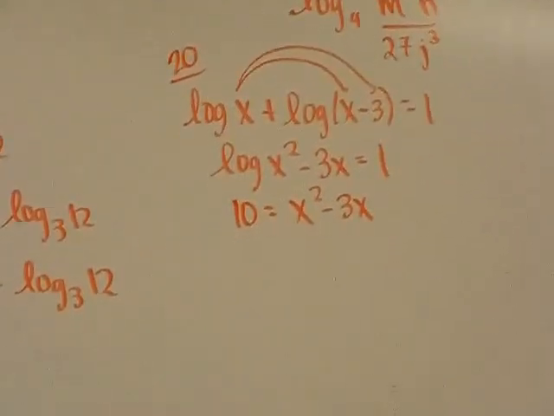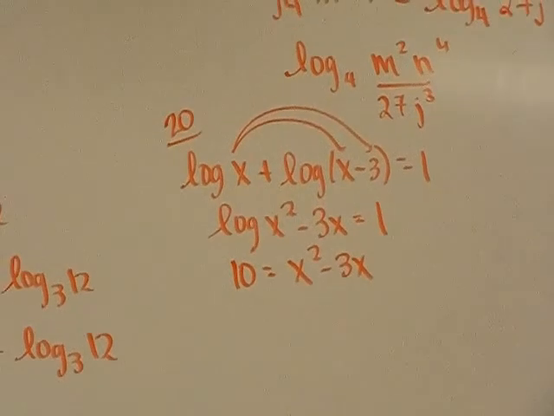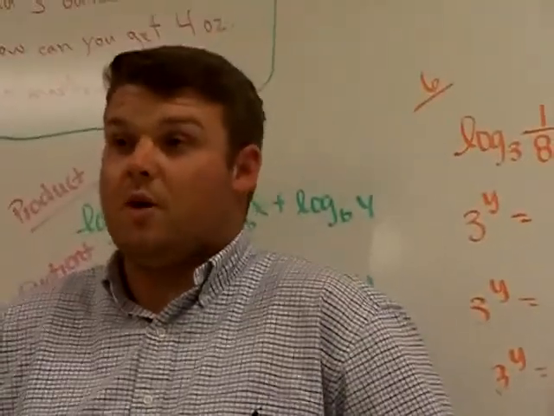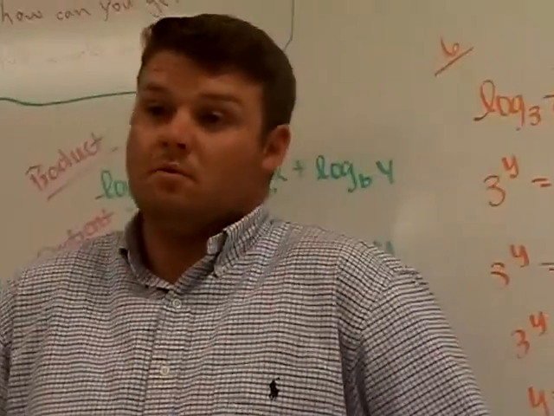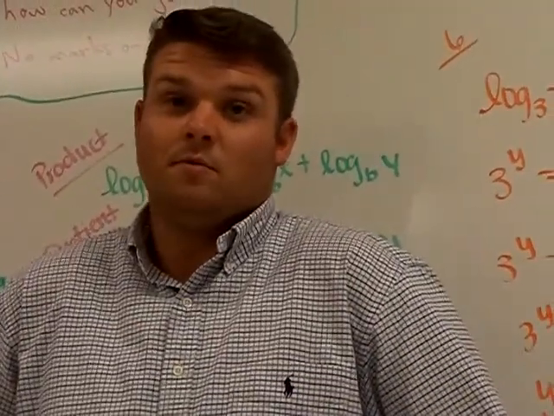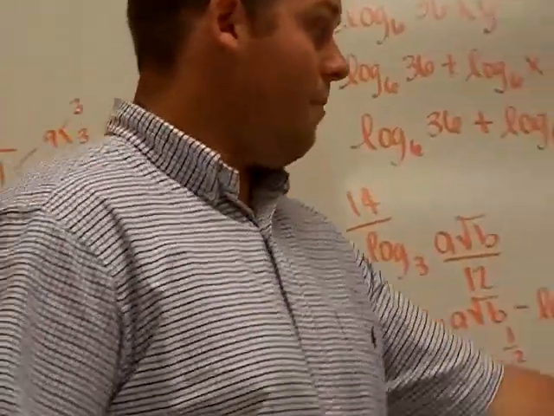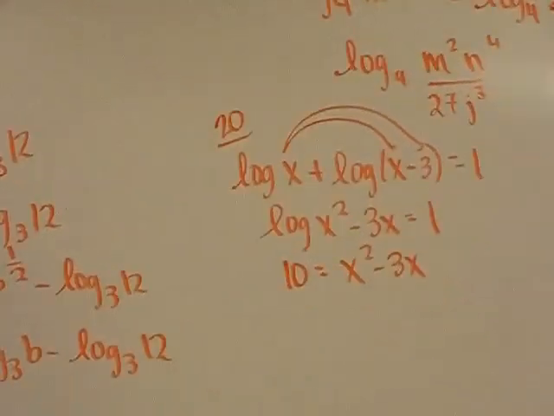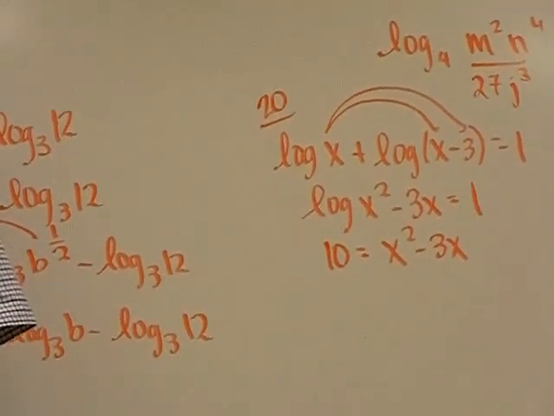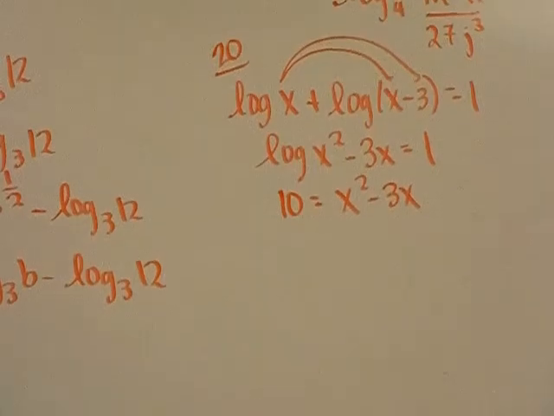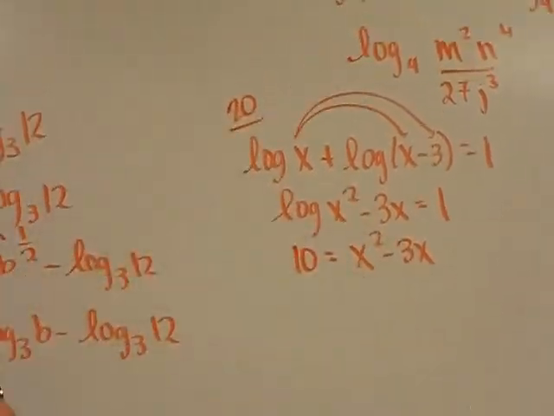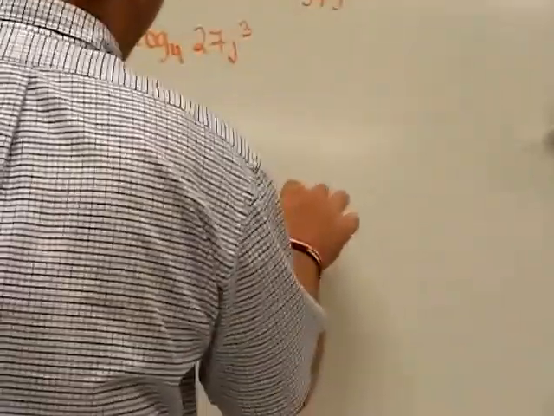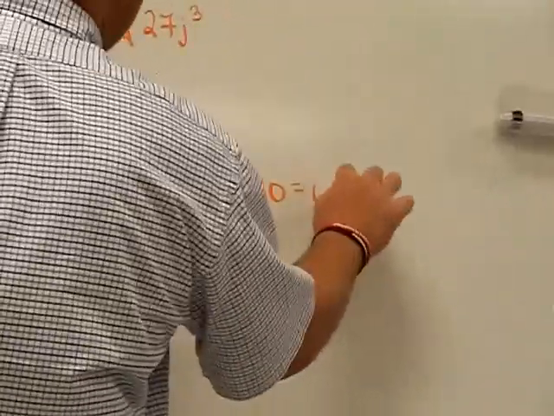Now, if we move that 10 over, this is a quadratic. It's a quadratic anyway, but we'll move the 10 over, it's for sure quadratic, and we can factor it. Correct? Where'd you get 10? It's the base. It's common log. 10 is the common base of the common log. All right, so move your 10 over. That leaves you with x squared minus 3x minus 10 equals 0.